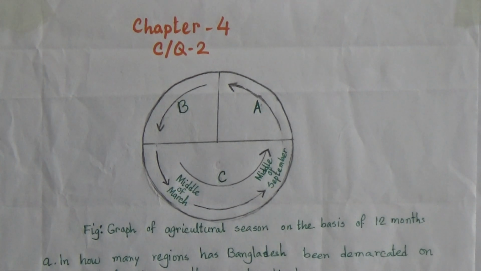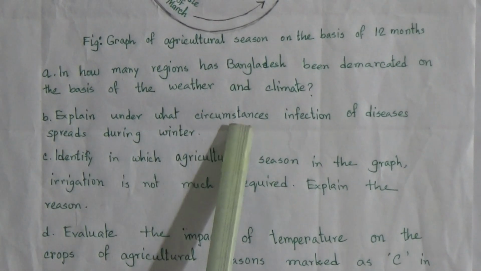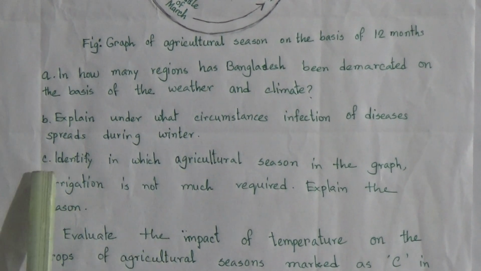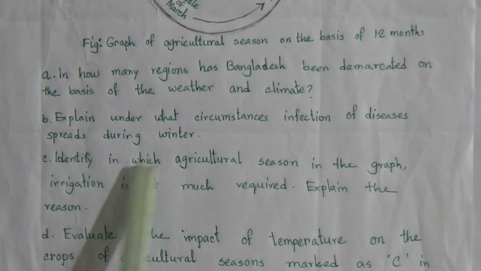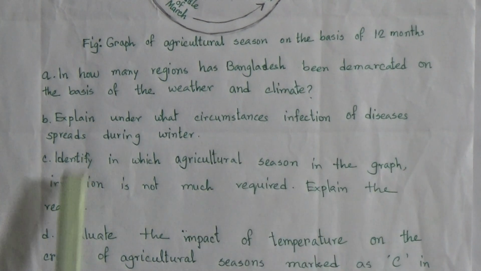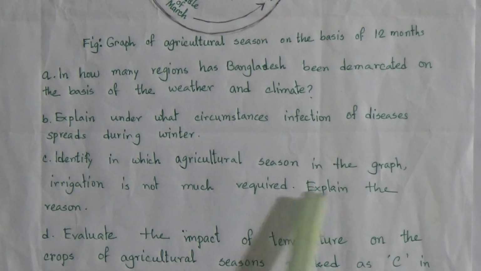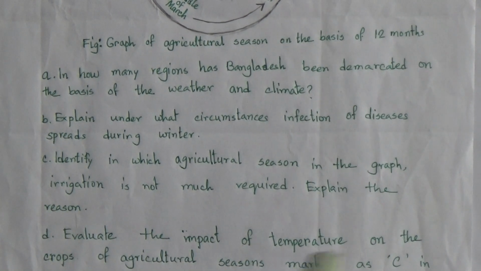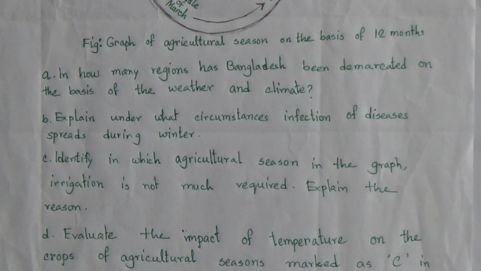Now we will see the question, later we will discuss what we understand from the graph. See, number A: in how many regions has Bangladesh been demarcated on the basis of weather and climate? Number B: explain under what circumstances infection of diseases spreads during winter. Number C: identify in which agricultural season in the graph irrigation is not much required. Explain the reason. Then number D: evaluate the impact of temperature on the crops of agricultural seasons marked as C in the figure.